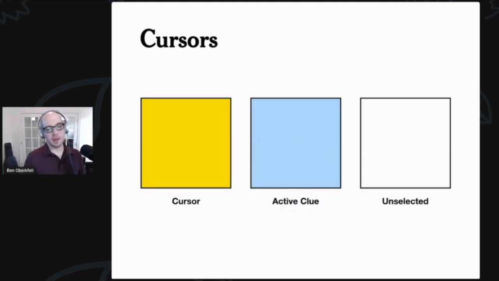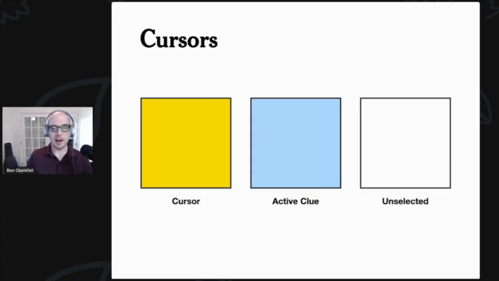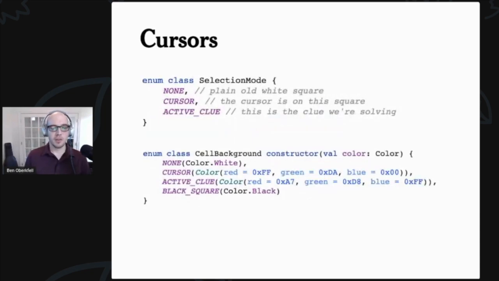So your yellow square is where your cursor is. It's the box you're actively going to type into. You have the blue, which is the clue you're actively solving. So in this case, I'm solving Nevada neighbor, and I've misspelled Utah. And then you have the white squares, which are the squares that you either have already filled in or that you haven't gotten to yet. So how can we model this?